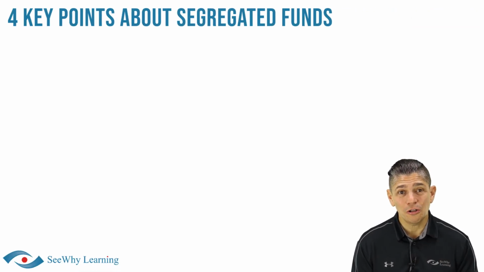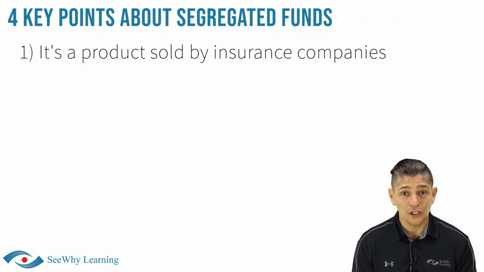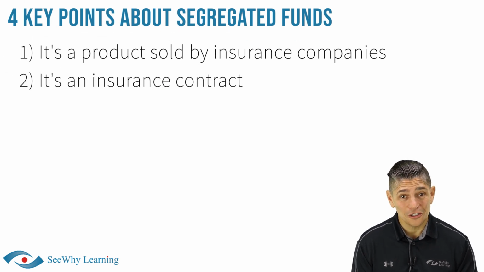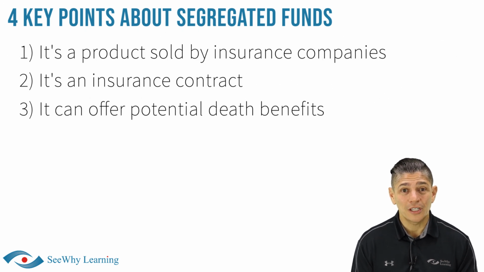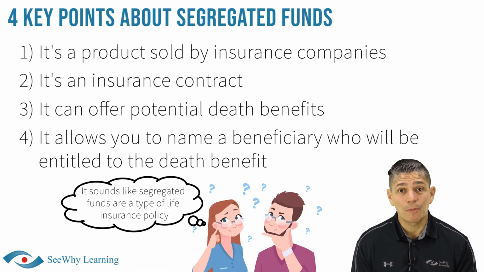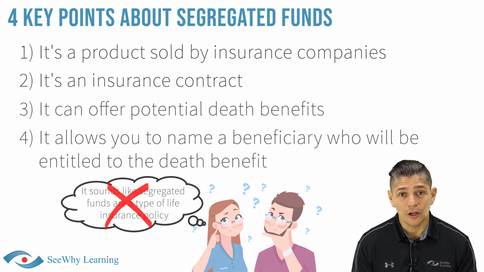Early on, students learn these 4 things about a seg fund. It's a product sold by insurance companies. It's an insurance contract. In other words, it's a contract with an insurance company. It can offer potential death benefits. And finally, it allows you to name a beneficiary who will be entitled to the death benefit. With these features in mind, it's common for students to think that seg funds are a type of life insurance policy. But in reality, the two are very different.